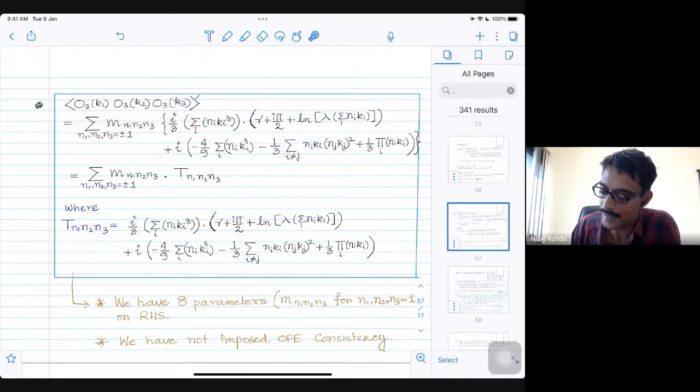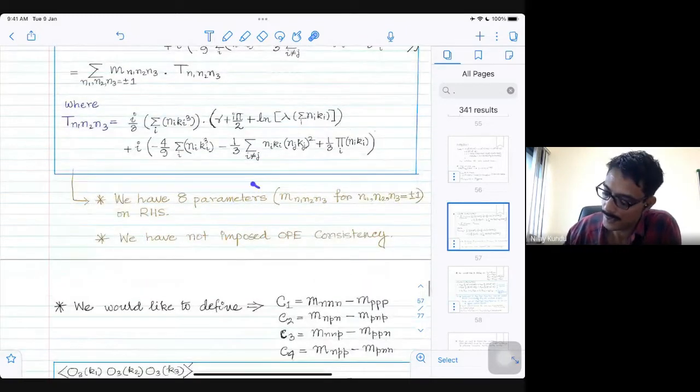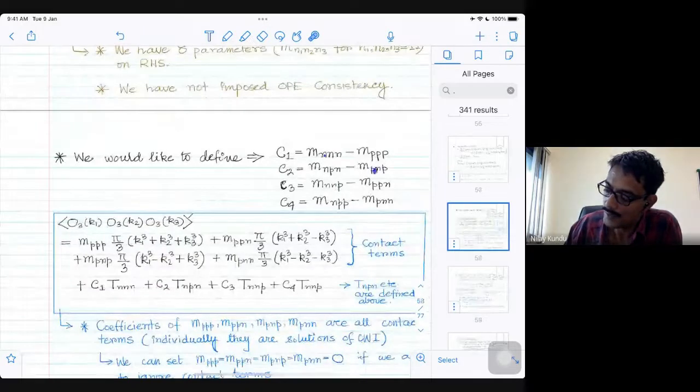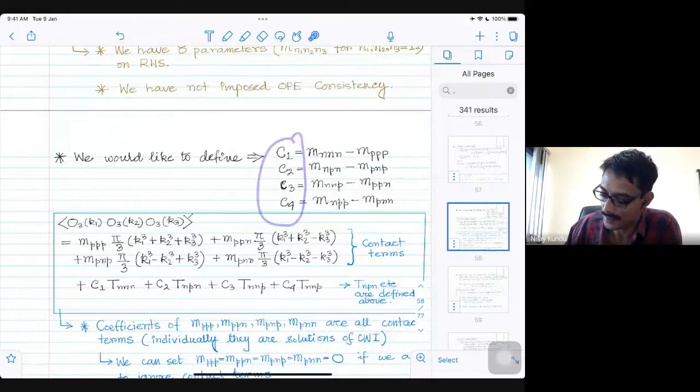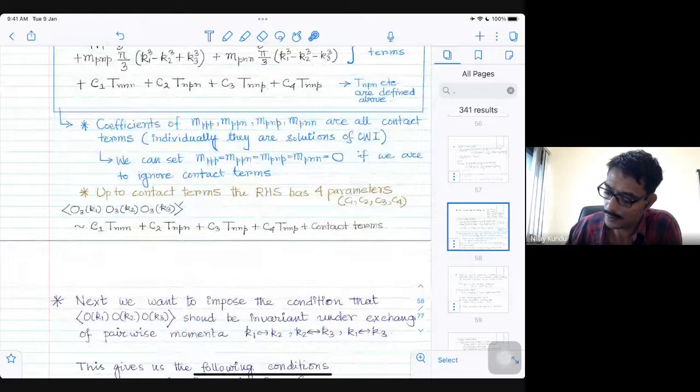The important thing is that there are 8 possible terms on the right hand side, because this is some coefficient, but n1, n2, n3 each of them can be plus or minus 1. So there is a 2 to the power 3, 8 terms on the right hand side. So there are 8 parameters, but if you organize it properly, you will see that amongst these 8, they always appear in these 4 combinations. So basically there are these 4 structures on the right hand side. What I should say, the final result is that for this O 3-point function for delta equal to 3 and d equal to 3, there are 4 independent solutions on the right hand side.